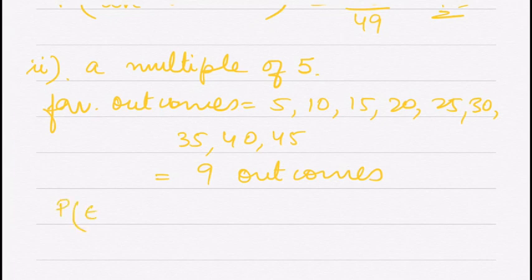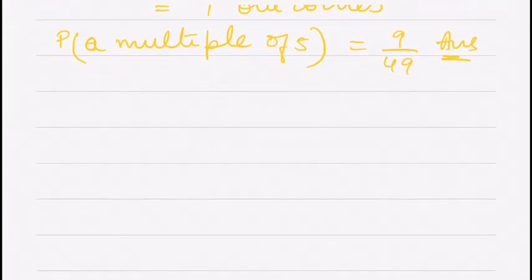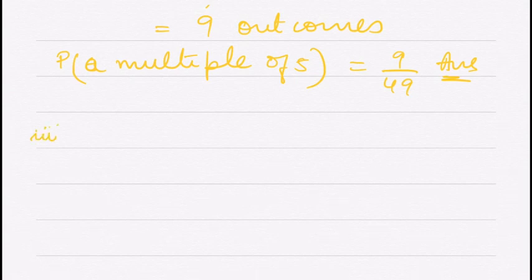Now I know the probability of a multiple of 5 in this experiment will be equal to 9 by 49. That will be my answer. Okay, now the third part says even prime. Again, we know that 1 is not a prime number. Whenever the prime number concept comes, I just tend to say this.